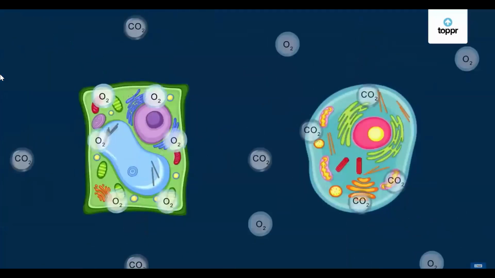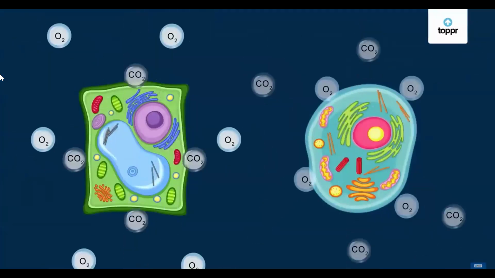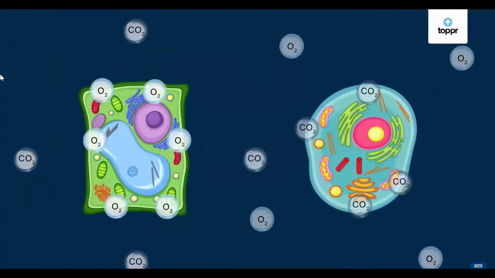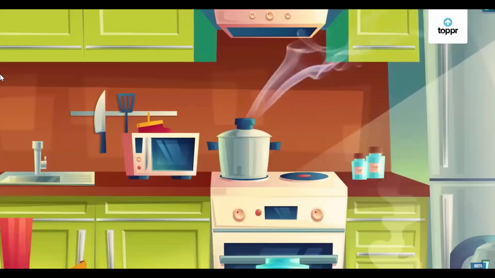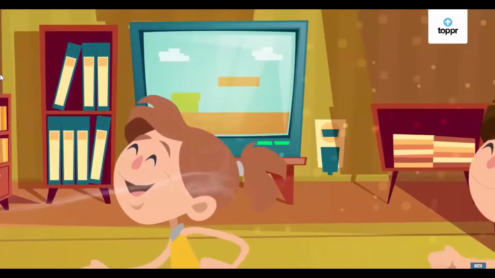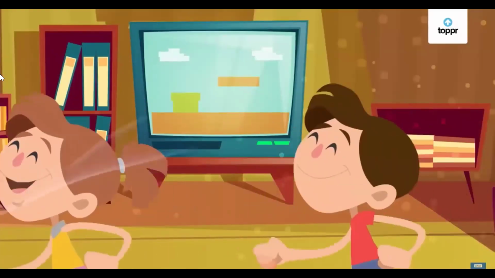Usually, gaseous exchange across the cell membrane takes place by diffusion. You can also see diffusion happening around you every day, like when the delicious aroma of food spreads from the kitchen. But before you run into the dining room, let's quickly discuss one more concept, that is osmosis.